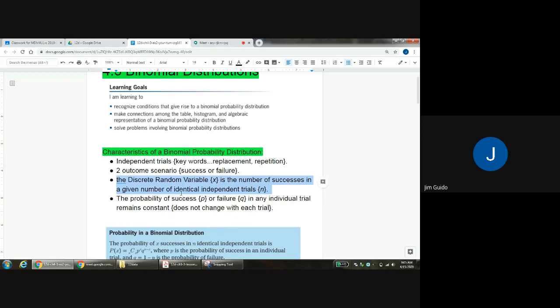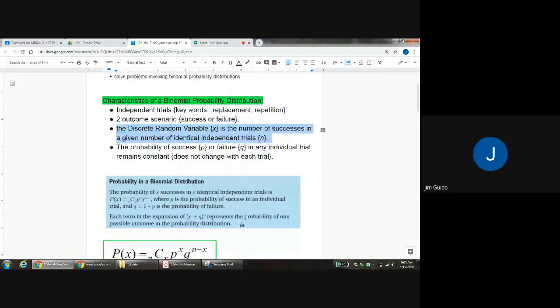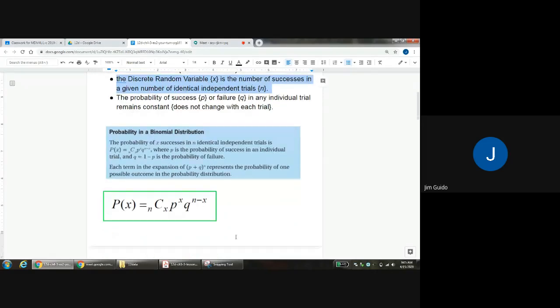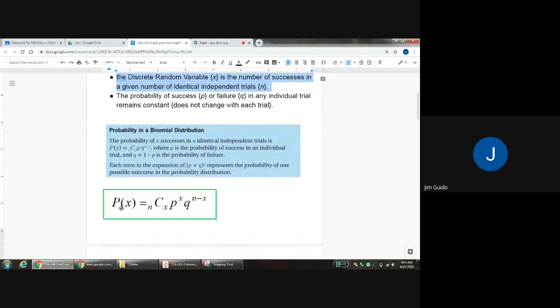And as such, there is a formula that reduces your probability work from earlier lessons on probability to a calculation as follows. The probability of discrete random variable x is the combination of n trials, choose x successes, multiplied by p, the probability of success on one given trial, to the exponent of the number of successes, multiplied by q, which is the probability of failure on any given trial, raised to the exponent of n trials minus x successes.